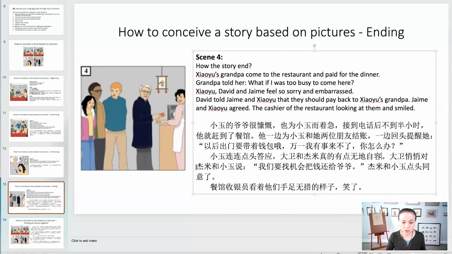大卫悄悄对 Jamie 和小玉说, looks like he's talking, 我们要找机会把钱还给爷爷. We need to find a time to pay the grandpa back. Jamie 和小玉点头同意了. Say, you're right. 餐馆收银员看着他们手足无措的样子笑了. She's looking at them and smiling. So this is the end.